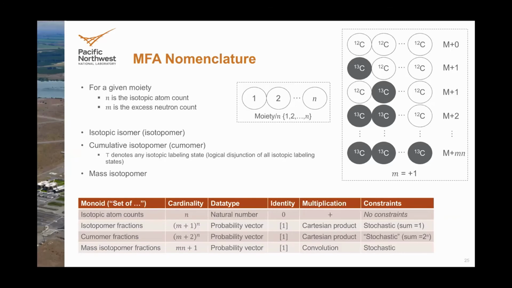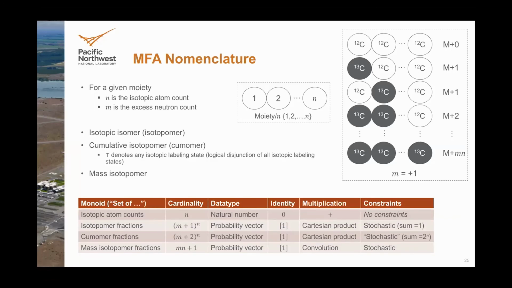What I'm going to show you, however, and I'm not going to go into too much detail here, I'm going to give you a reference instead. What I'm going to show you, though, is that cumomers are actually elements of an even more general combinatorial object. And the last combinatorial object that you see in the literature are these mass isotopomers. As I mentioned, the m plus some number, those things are your mass isotopomers. So we're looking at, give me all of the isotopomers of this moiety where the excess neutron count is the same.